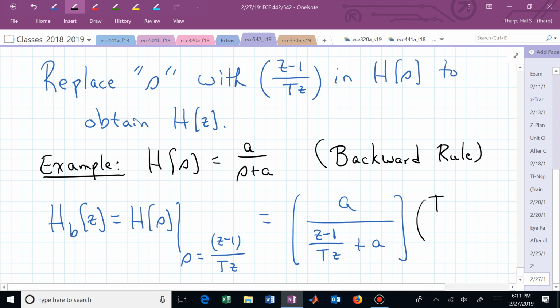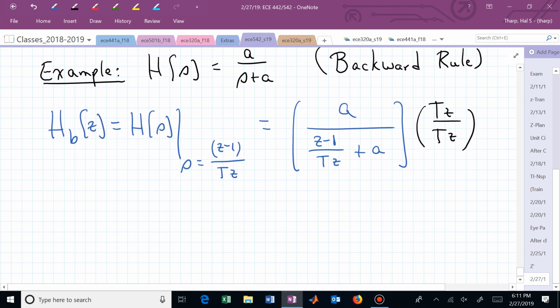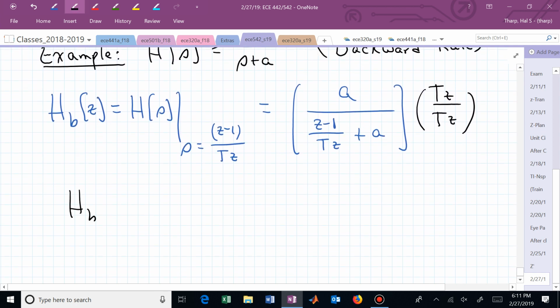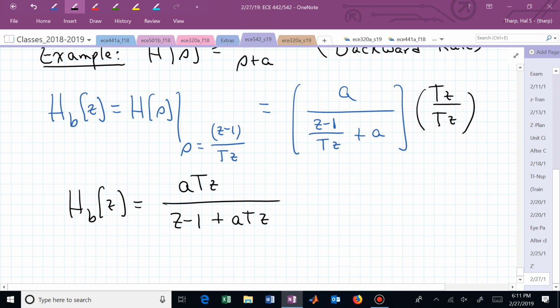Now to clean it up, let's multiply by 1 that looks a little different. Let's make our 1 be Tz over Tz. And H sub b of z now becomes ATz over (z minus 1 plus ATz), or that's now ATz over (1 plus AT times z minus 1).